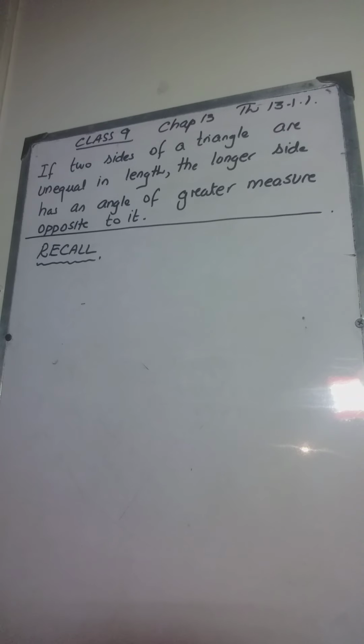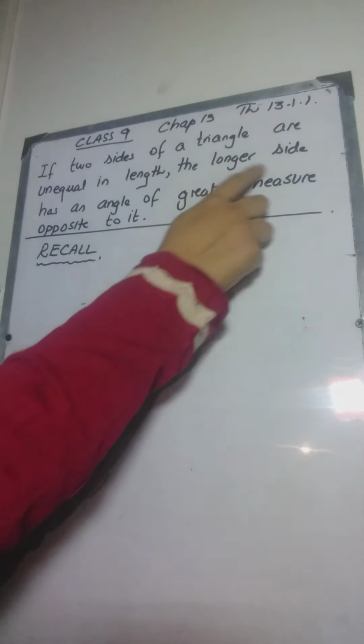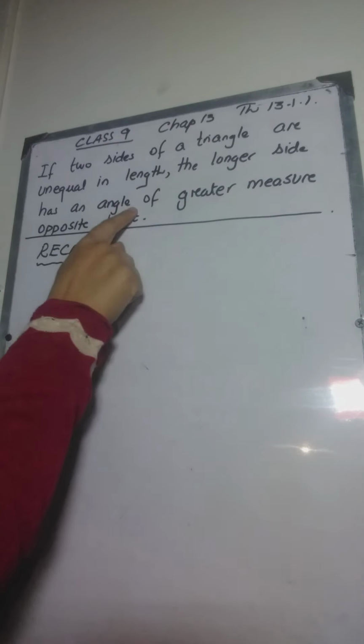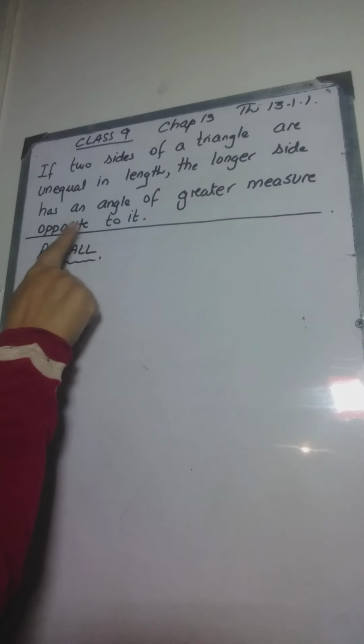Theorem 13.1.1, the first theorem. The statement of the theorem is that if two sides of a triangle are unequal in length, so we are talking about a triangle and its two sides which are unequal in length, it means that both the sides will not be equal to one another. One side will be longer than the other. Then the longer side has an angle of greater measure opposite to it.